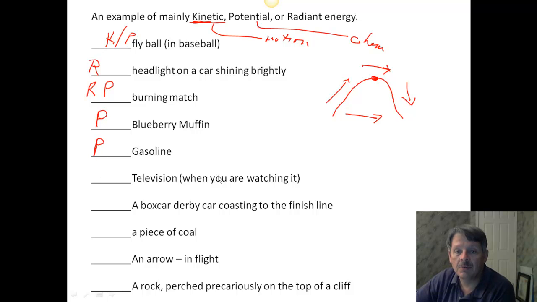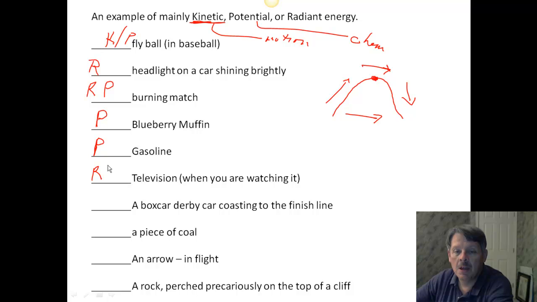The television, when you're watching it, it has radiant energy. Again, we're assuming that these things are sitting still. No one's throwing the television at you. It's not moving. Okay. So the television has radiant energy because it is on and you're watching it.